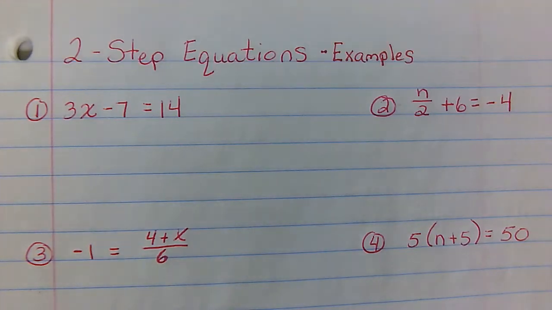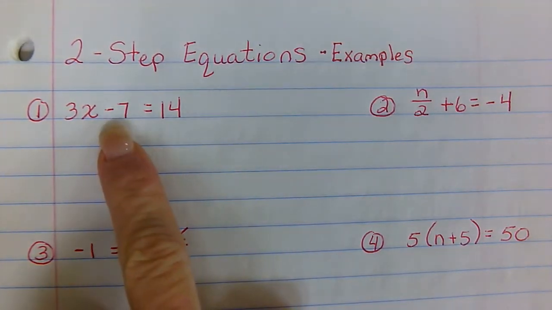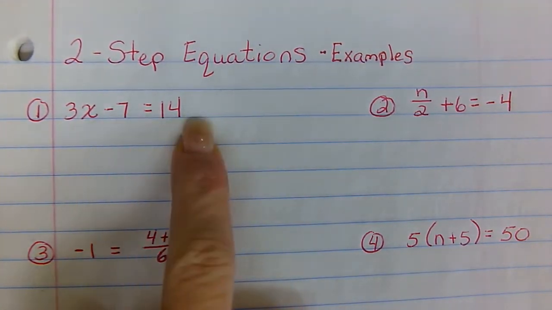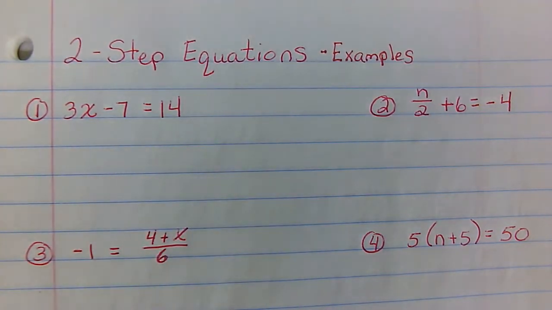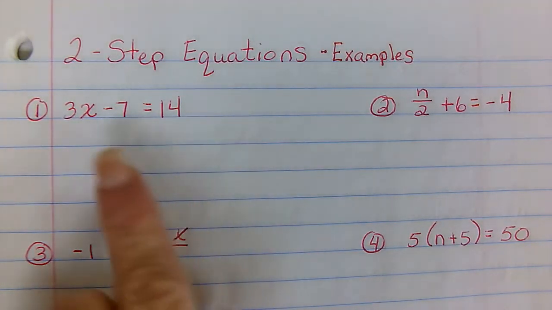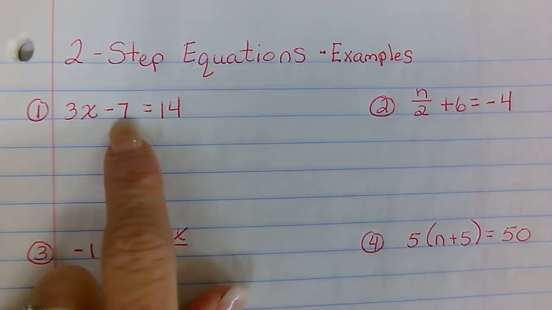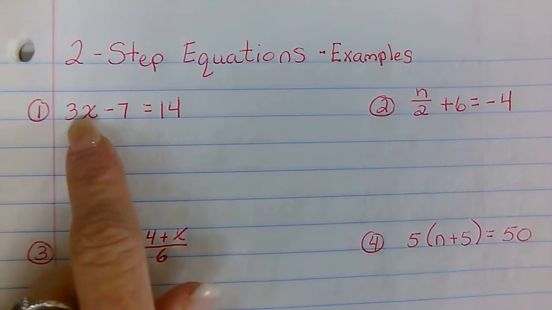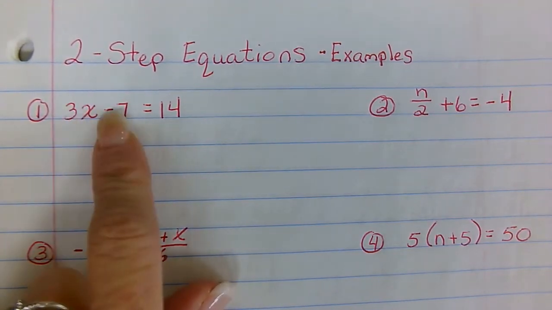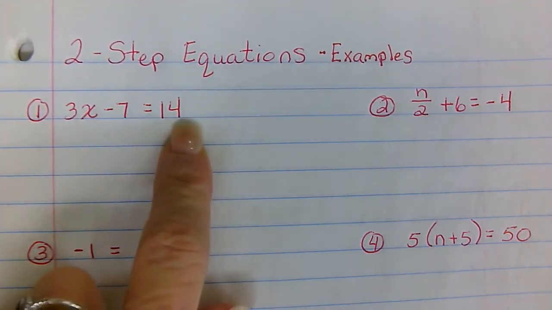Okay, students, today we are going to do some examples of two-step equations. Let's start with number 1 here, where we have 3x minus 7 equals 14. Now, when you have two-step equations, the big key is working in reverse to what order of operations is. Whereas we would have normally looked at multiplication first and then subtraction, the goal is to get x by itself. And that means all these numbers on this side of the equal sign must move to the other side.